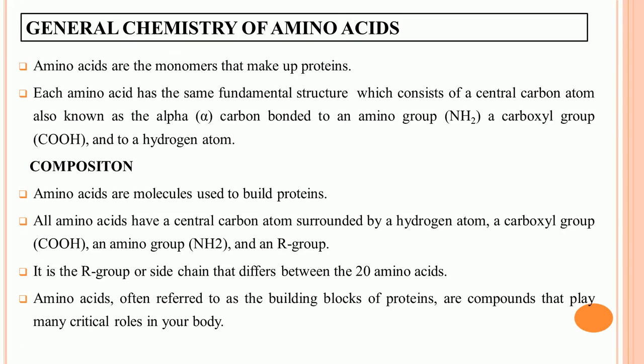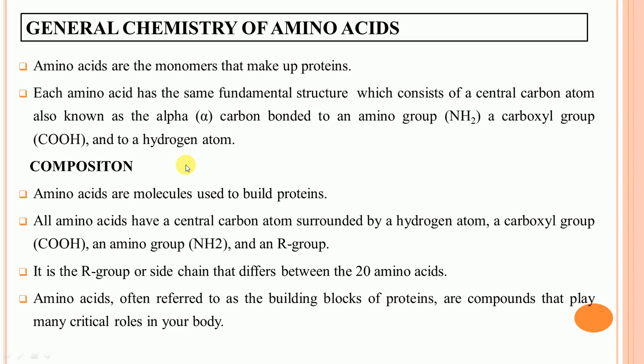So first of all, the general chemistry of amino acids. As we know, amino acids are the monomers that make up proteins. It means that the building blocks of protein are amino acids. Without amino acids, the protein's existence is not possible. Each amino acid has the same fundamental structure, which consists of a carbon atom known as the alpha carbon, which is bonded to the amino group, the carboxylic group that is called COOH, and the hydrogen atom.